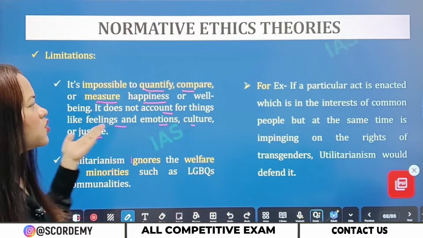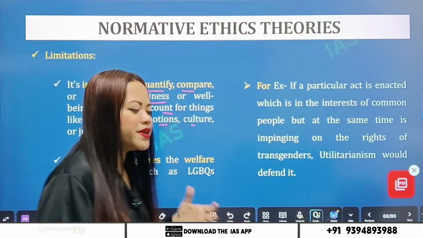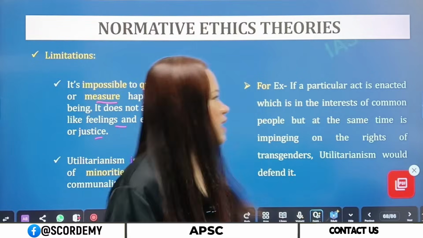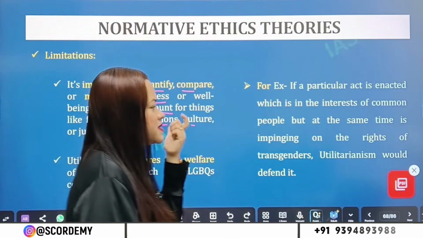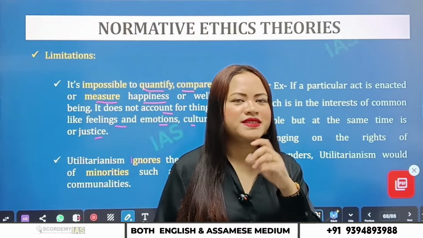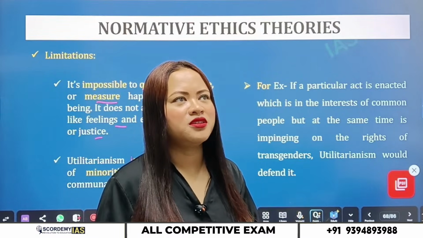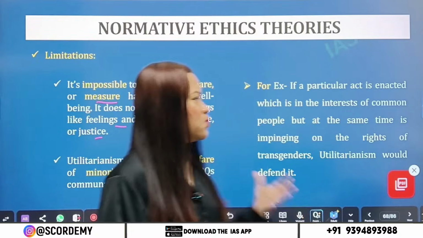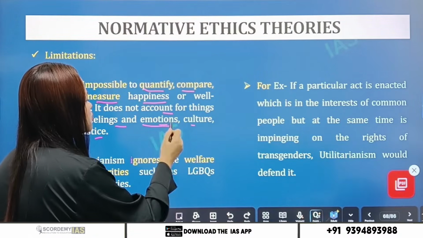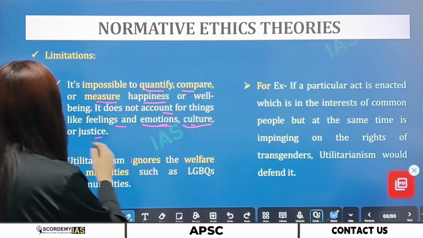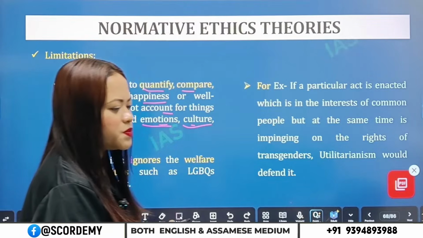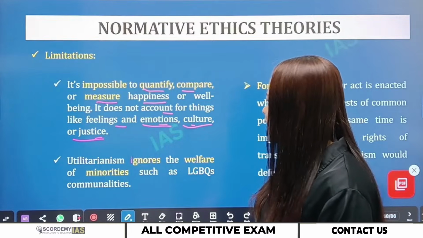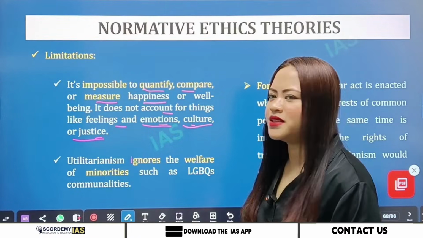Happiness is not something objective that we can numerically calculate. The limitation is that utilitarian theory simply reduces people to mere numbers while not paying attention to emotions or culture or justice. Just because it is giving maximum happiness to maximum people, is it the right thing to do?